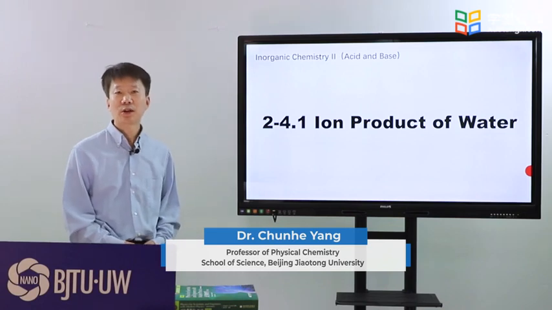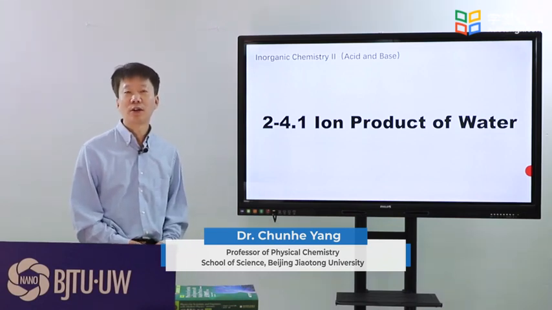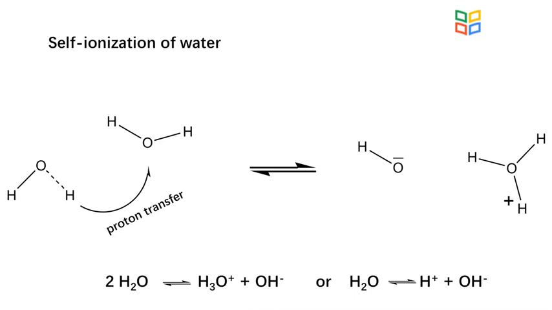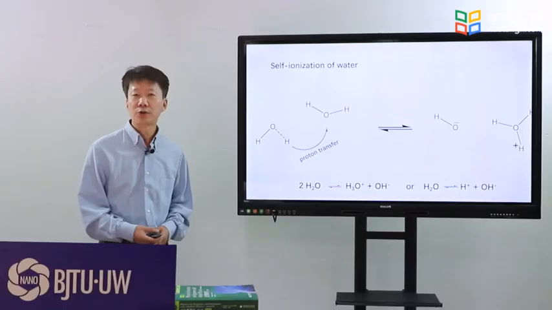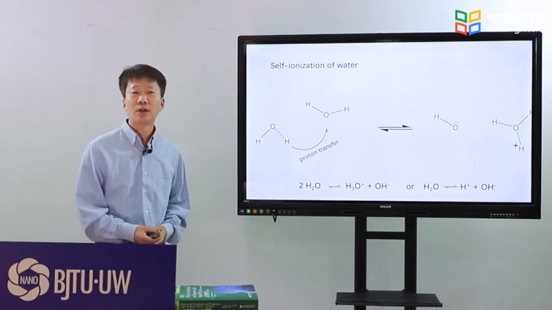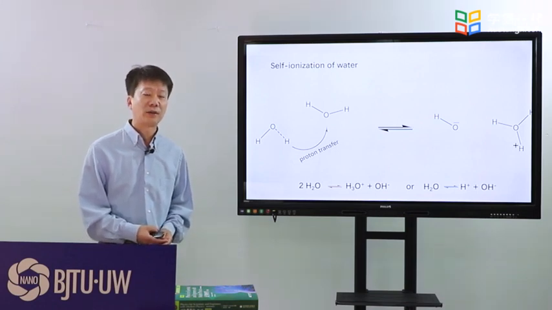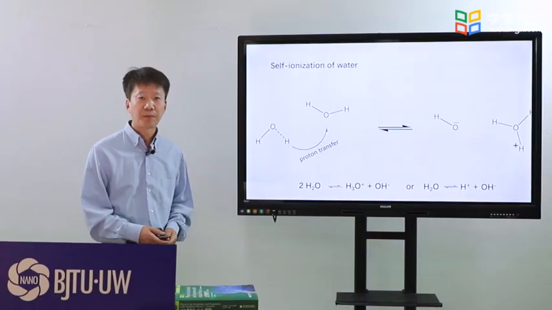In this lecture, we talk about the self-ionization of water. A water molecule may form a hydronium ion with a proton donated from another water molecule. The water molecule that donates the proton forms a hydroxide ion, OH-. This process is called self-ionization of water.